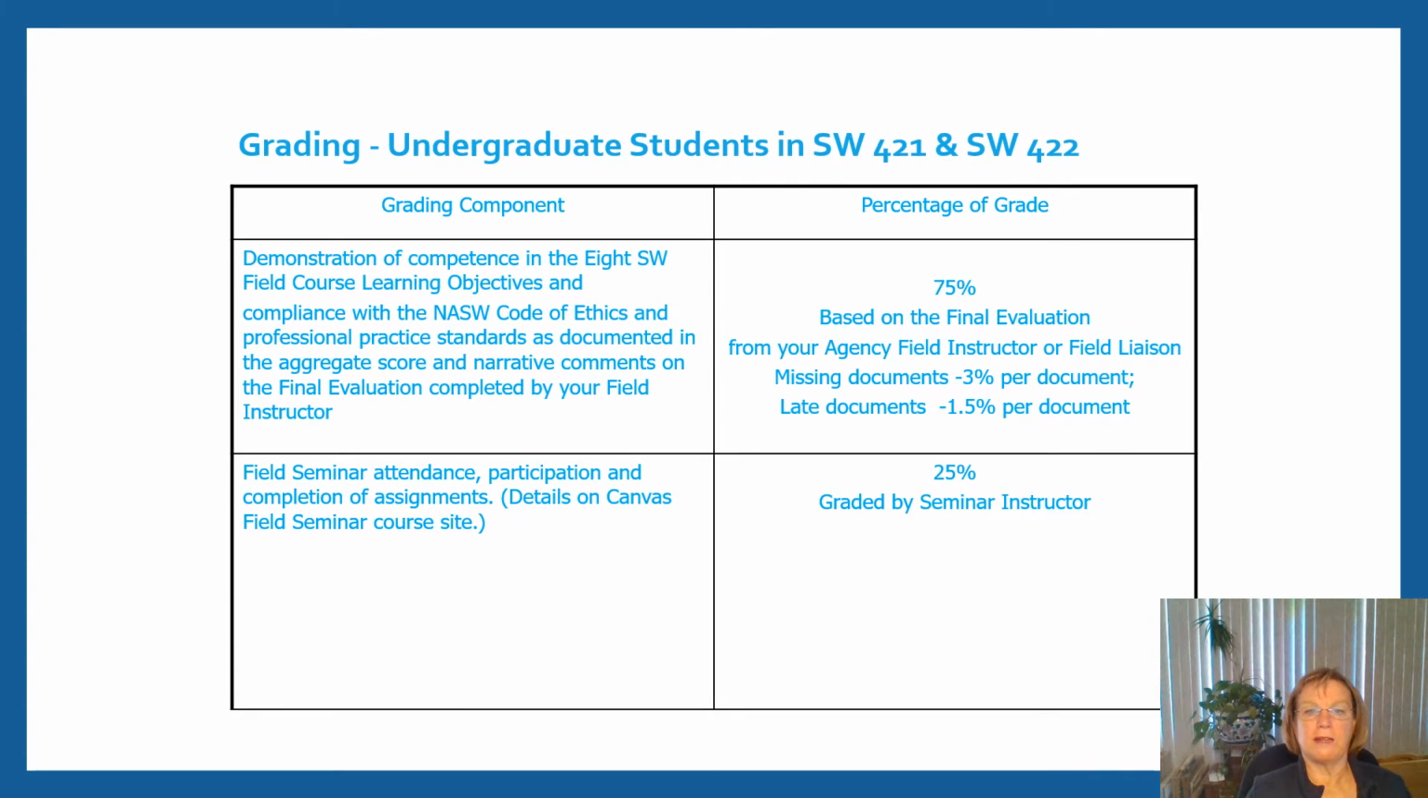Slides just give you a breakdown of how students are graded across different field courses. So this is the undergraduate students, and 75% again of the weight towards their final field grade is what's on the evaluation, and we have a worksheet that actually helps us calculate that. And then 25% is the field seminar grade that they have, which is weekly. You could see that there's also deductions for late documents, a 1.5% reduction, and missing documents. So if they don't, for example, turn in their learning plan, they would lose 3 percentage points out of a 100-point scale.